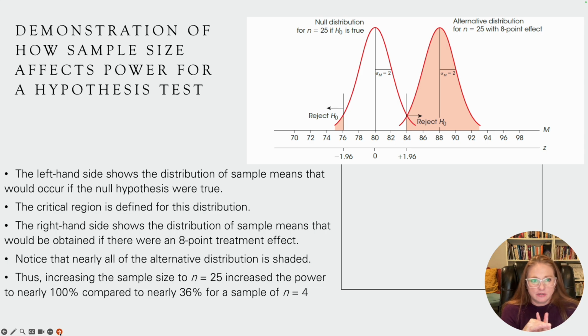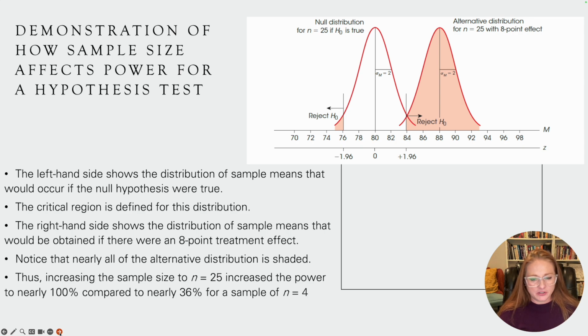Graphically, this is what it looks like, because the big thing here is the sample size, which again is no shock to you all. When in doubt, pump up your sample size. I know it's easy to say and hard to do, because keeping track of humans in a study is really hard, because we're expensive. The left-hand side shows the distribution of sample means that will occur if the null hypothesis were true. Null hypothesis, think no difference; the treatment effect didn't work. The critical region is defined for this distribution at 0.05. The right-hand side is the distribution of sample means that would be obtained if there were an 8-point treatment effect.